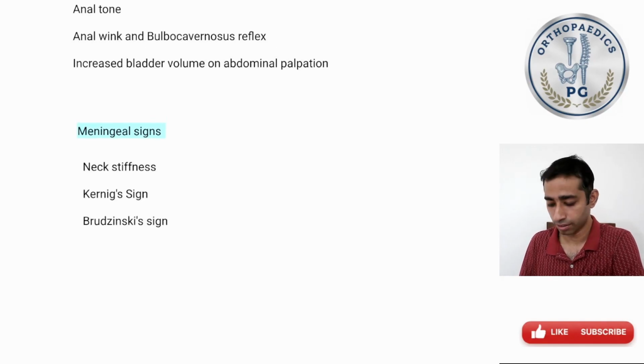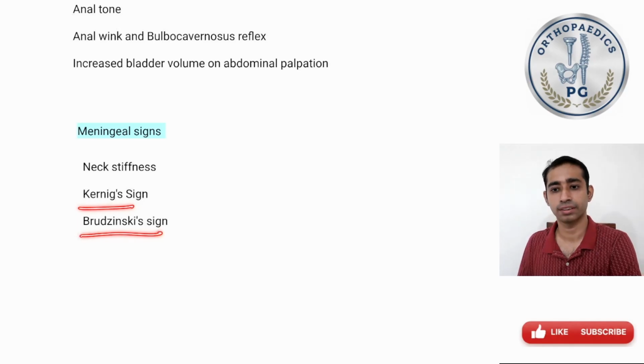Last are the meningeal signs, in which you check the neck stiffness, Kernig sign, and Brudzinski sign.